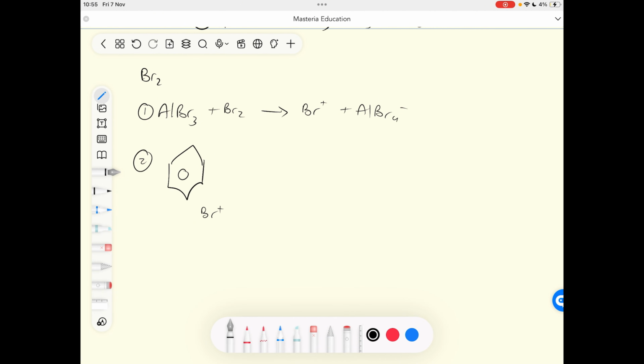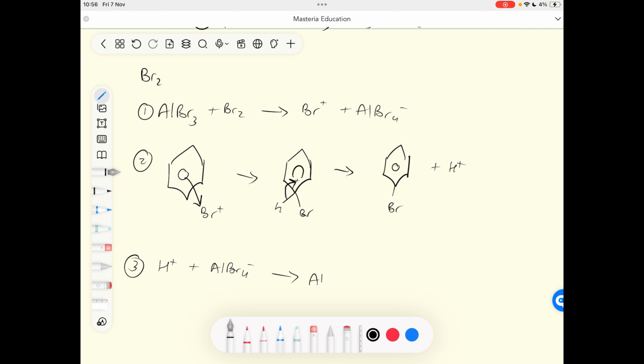Our second step is exactly the same as before. We have our Br+, the curly arrow forms. This will then cause the bond to break. We have the H there, Br there. Again, this occurs. This then causes our Br to be attached and to have the H+. And the final step was reforming that catalyst. We take the H+ and the AlBr4-. This goes into AlBr3 plus HBr. And again, this is called electrophilic substitution.